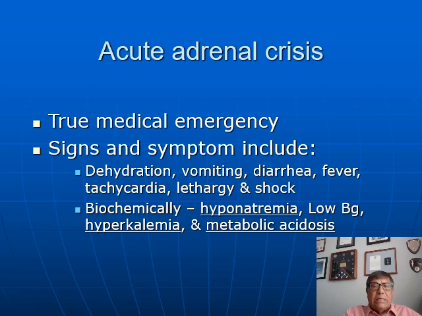Acute adrenal crisis: just a few things that I'd like to mention is that it is truly a medical emergency, and they die if proper care is not taken. The signs and symptoms include dehydration, vomiting, diarrhea, fever, tachycardia, lethargy, and they develop a shock state. And if you look at the laboratory findings, there will be hyponatremia, hyperkalemia, low blood sugar, and metabolic acidosis.